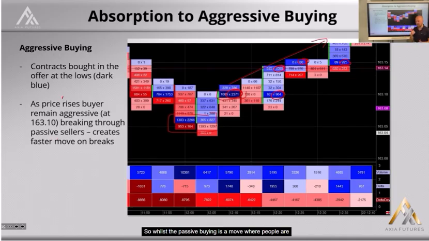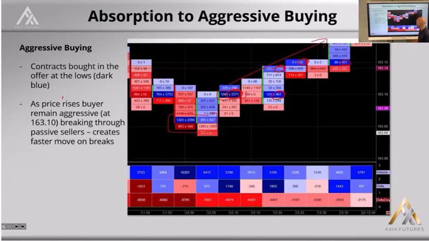So whilst passive buying is a move where people will quite comfortably just sit there and let themselves get hit and hit and hit, with more aggressive buying, buyers take control. They drive the market higher. They take out the offers. Then you see here 964 versus 101, and then above that, 32. 32 is all that trades into the bid.